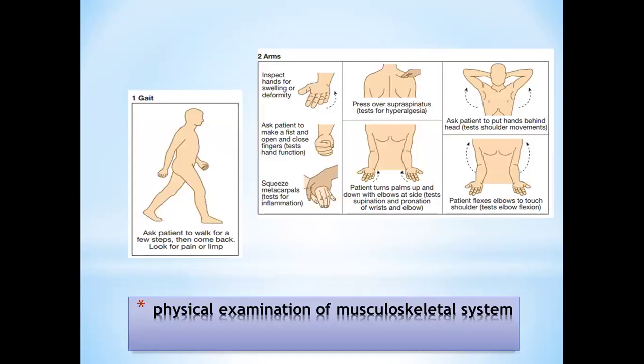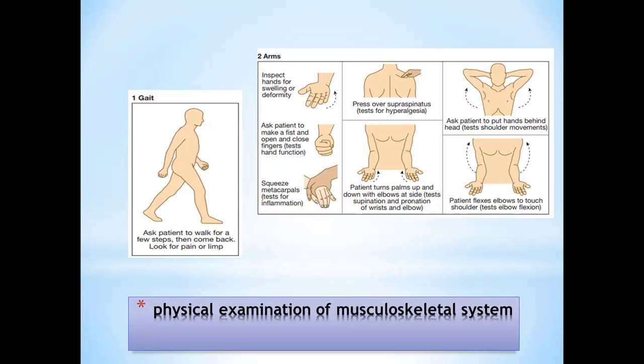Colleagues, you can see in the picture how to do physical examination of the musculoskeletal system. You should ask the patient to walk for a few steps, then come back. Look for pain or limp. You have to check arms. You have to inspect hands for swelling or deformity.